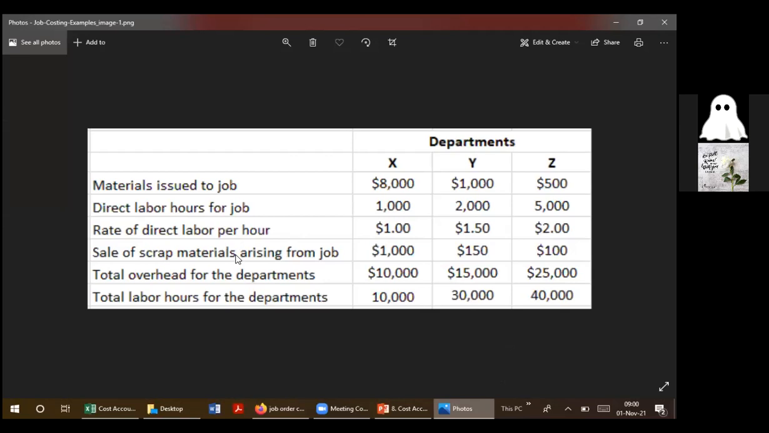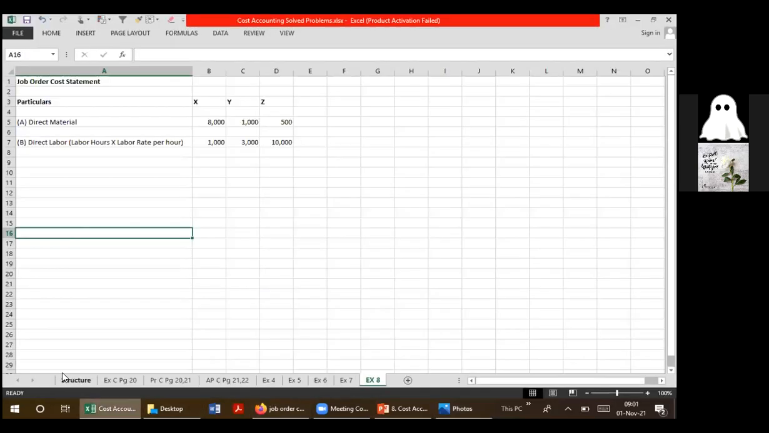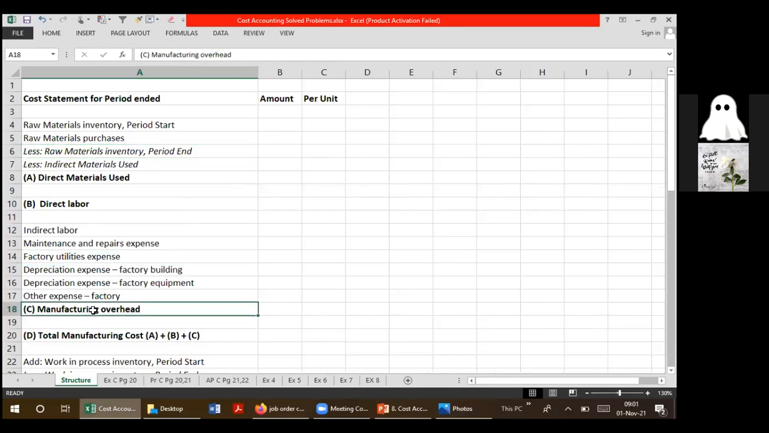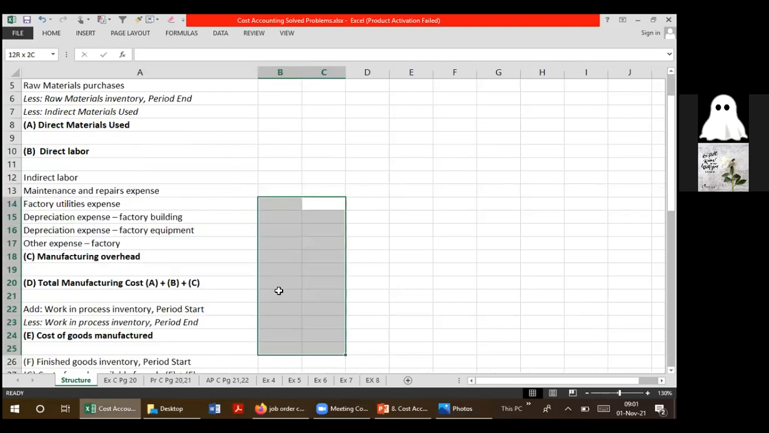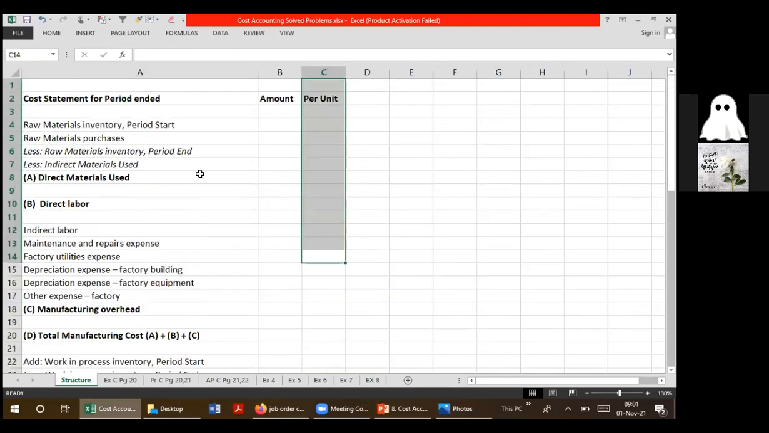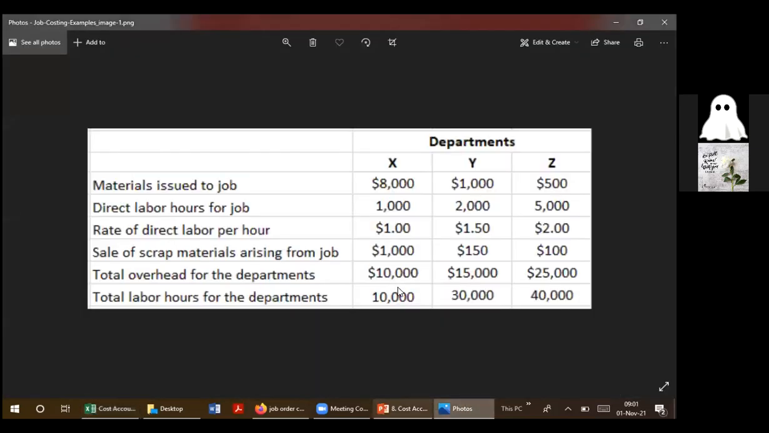Then it says sale of scrap arising from the job is given here 1000, 150, 100. Sale of scrap is an income for the company, so it does not have anything to do with our structure. If we look at our structure, next item is manufacturing overheads. So there is no sale of scrap related to these materials. And we also don't know the total sale for these departments, but we have the total overhead for the departments.